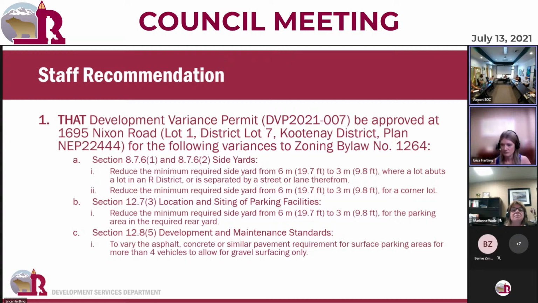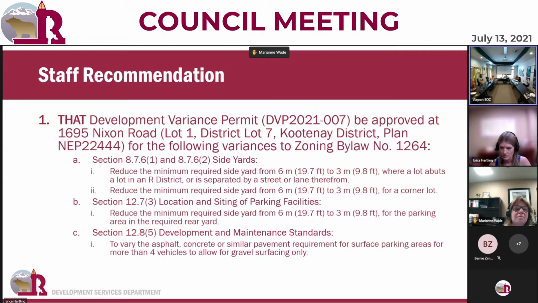So Ms. Hartman, when we look at section C, it says to vary the asphalt, concrete, or similar pavement requirement for surface parking areas for more than 4 vehicles to allow for gravel surfacing only. And I think that Councillor Palmer was wanting to ensure that the handicap parking spots had a hard surface in those areas. Ms. Wade, you've raised your hand. Thank you, Your Worship. To Ms. Hartling's question, I think the most appropriate place to put that amendment would actually be in the DP itself, and to put that a condition that the handicap spots be paved. Okay, that's good. All right. Are you okay with that, Councillor Palmer?